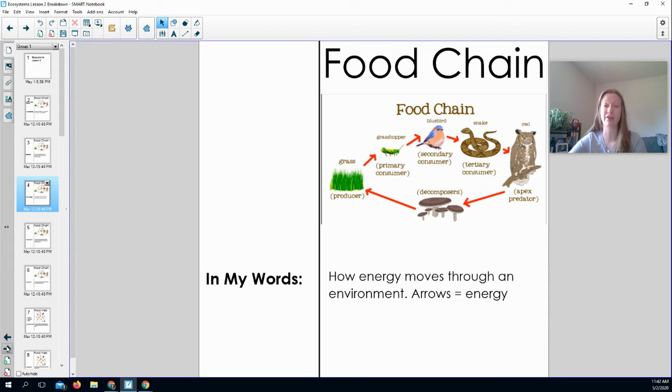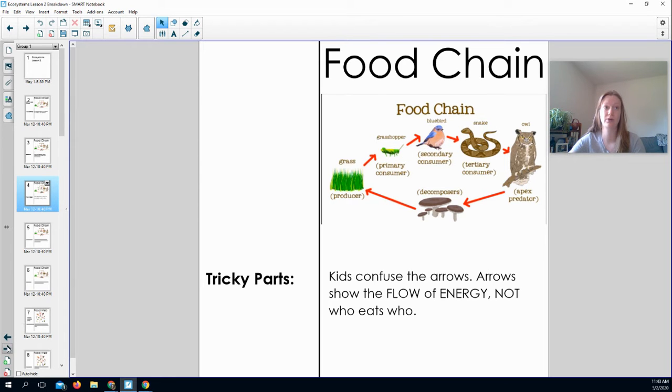One key factor that a lot of kids miss is that the arrows represent energy. They don't represent who's eating who. They point to the thing that they give their energy to, the thing that they are getting eaten by. So in this case, the grasshopper is pointing towards the bluebird, which means that it's giving its energy to the bluebird when the bluebird eats it. That is the tricky part. So the arrows, please make sure that you know that the arrow is pointing to the flow of energy, not to the eater or the eating.